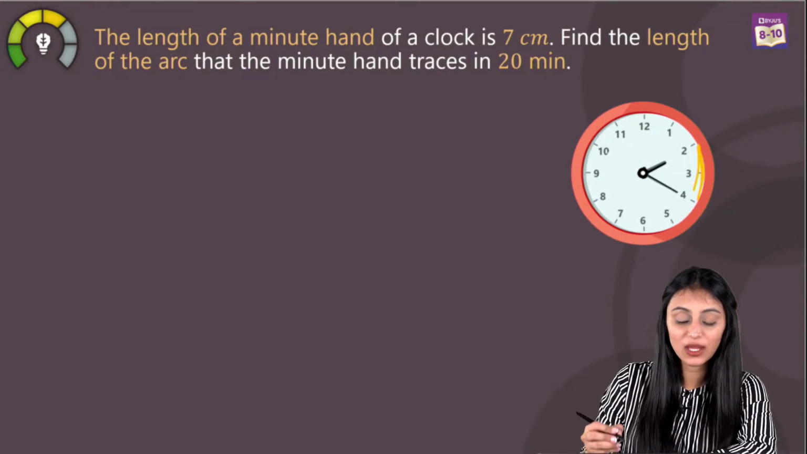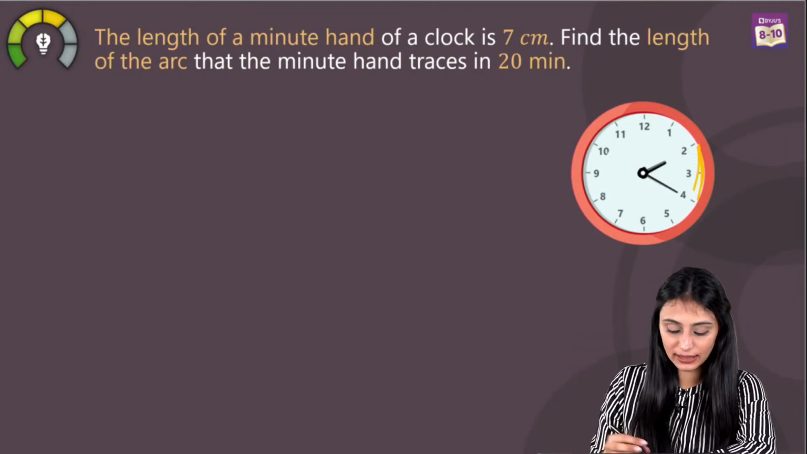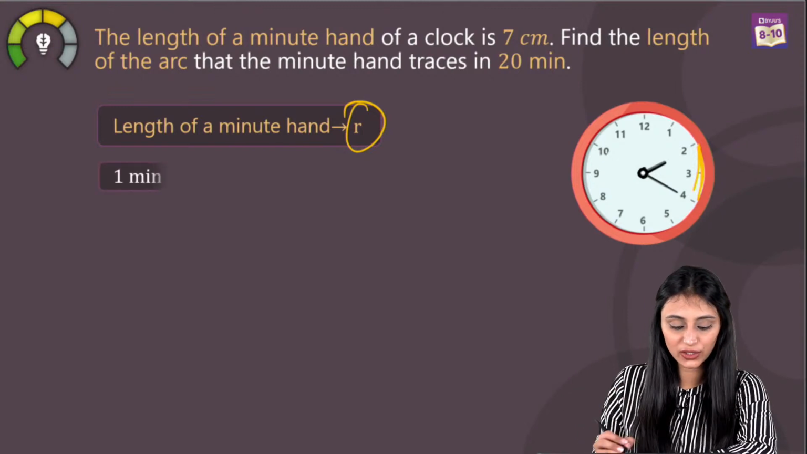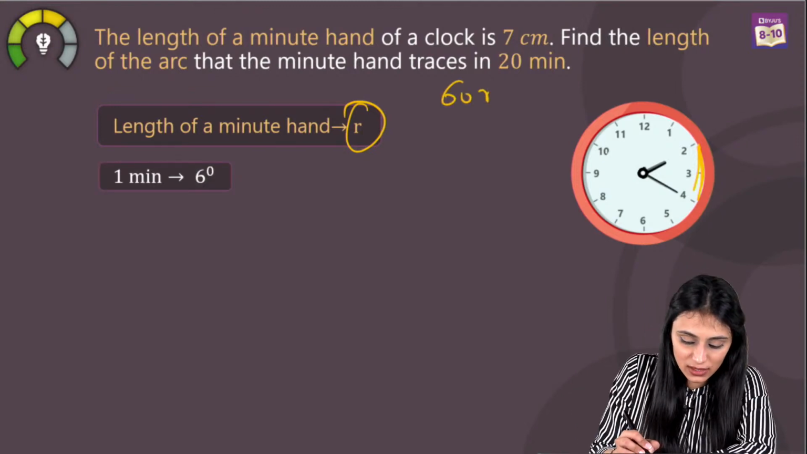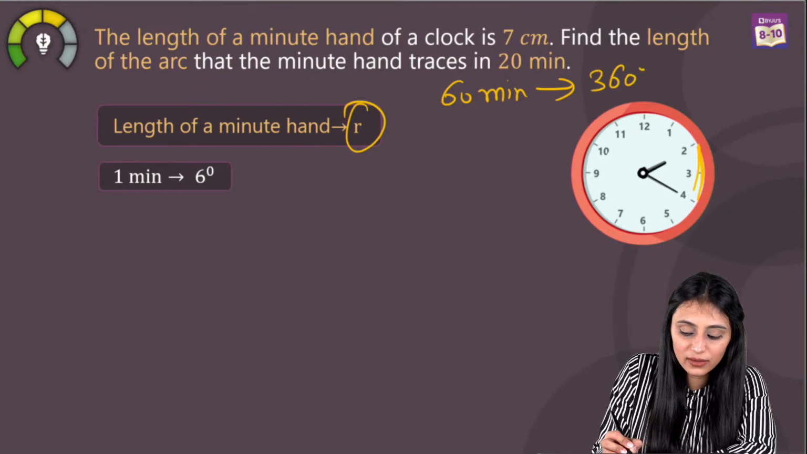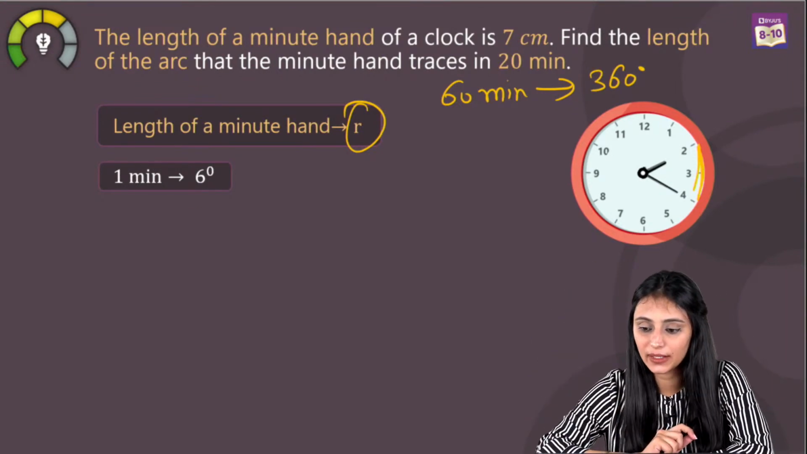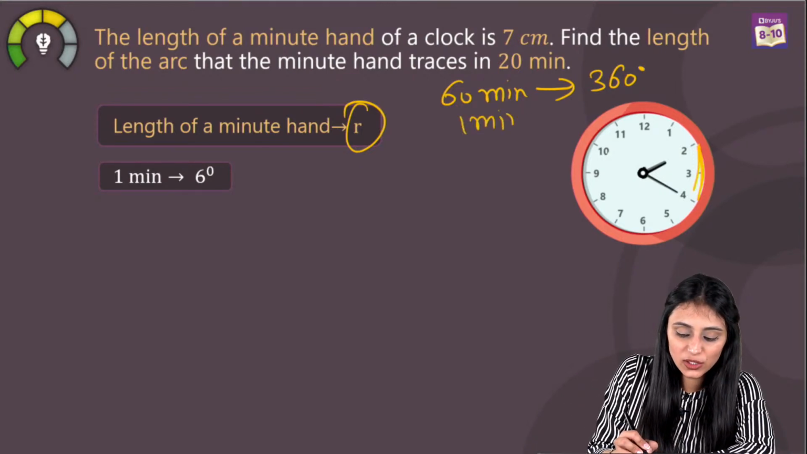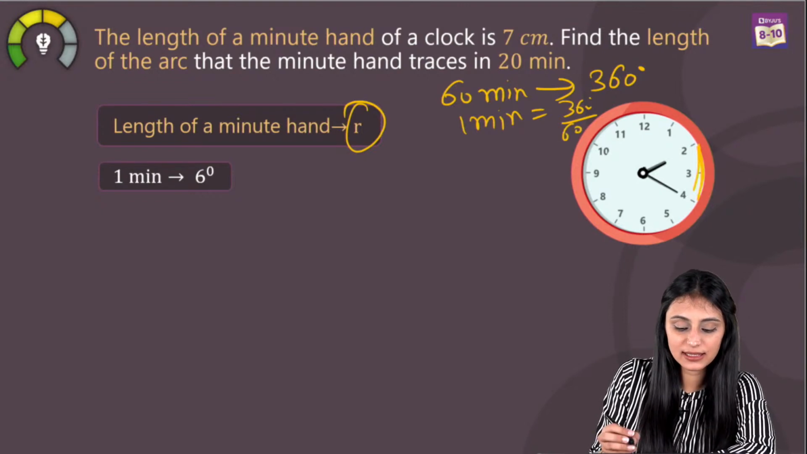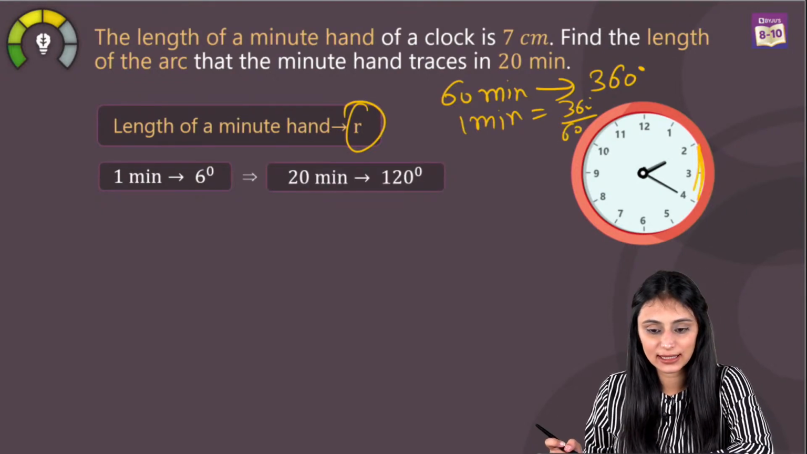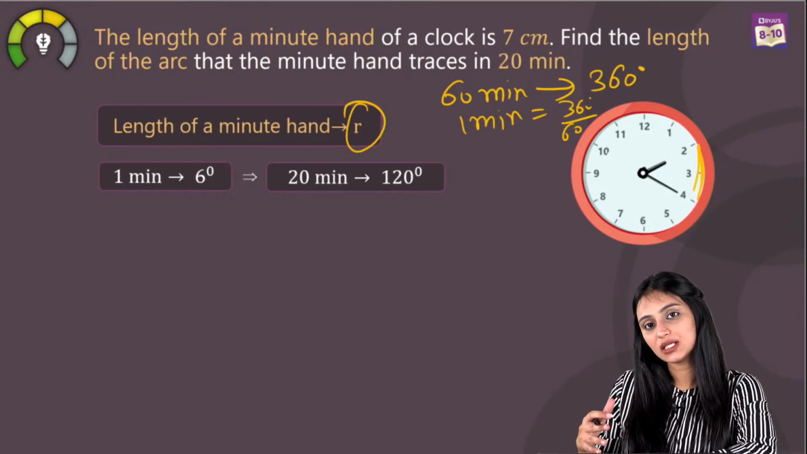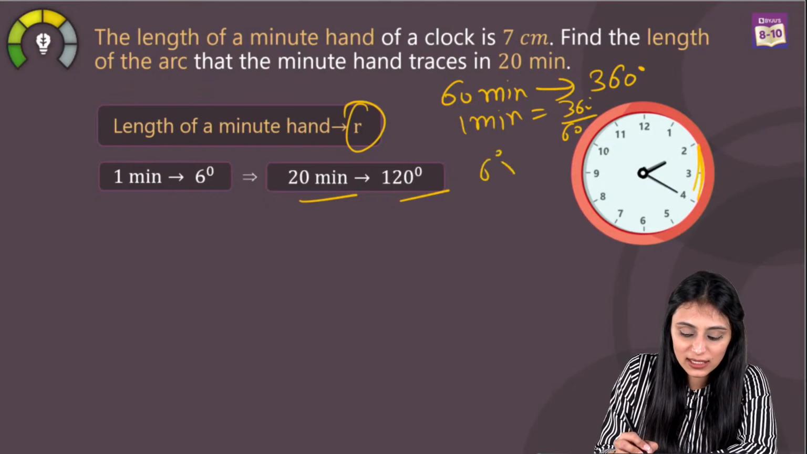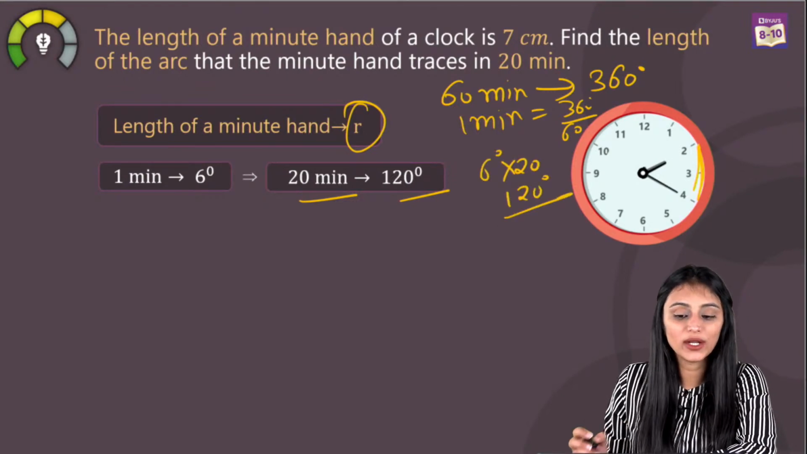In this much time, how much length of arc has it covered? Let's suppose that the length of the minute hand is the radius r. We know that in 60 minutes, the minute hand completes one entire circle, that's 360 degrees. So in 1 minute, it's going to cover 360 degrees by 60, which is 6 degrees. How many degrees will it cover in 20 minutes? 6 degrees times 20, that's going to be 120 degrees.